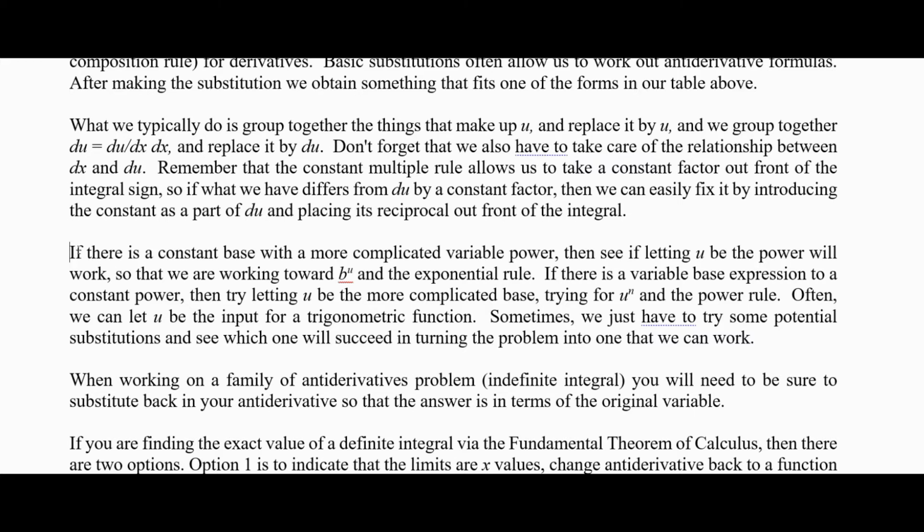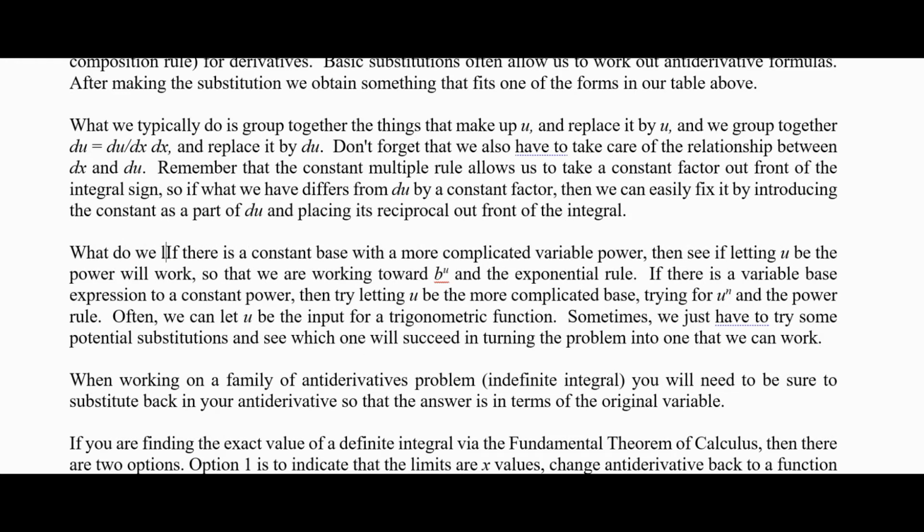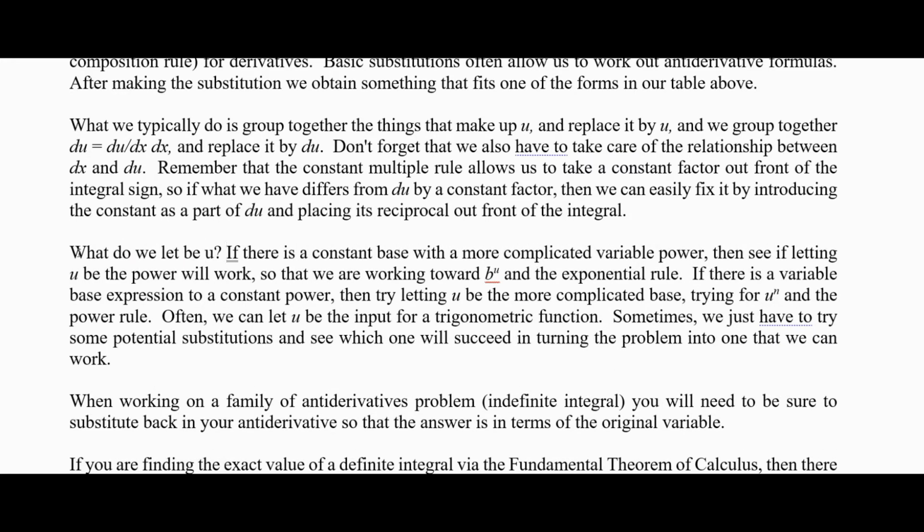So we're addressing this question, what do we let be u? If we have a constant base and a more complicated power, let u be the complicated power. We're working toward the exponential rule. On the other hand, if we have a variable base to a constant power, let u be the more complicated base, trying for a power rule, u to the n. And if we have trig functions, often we can let u be the input for a trig function. And sometimes we just got to try stuff. Try some potential substitutions and see which one will succeed in turning the problem into one that we can work out.